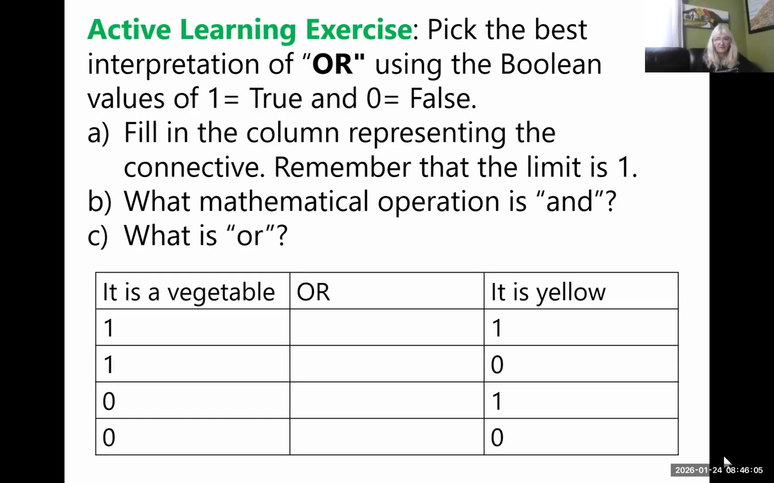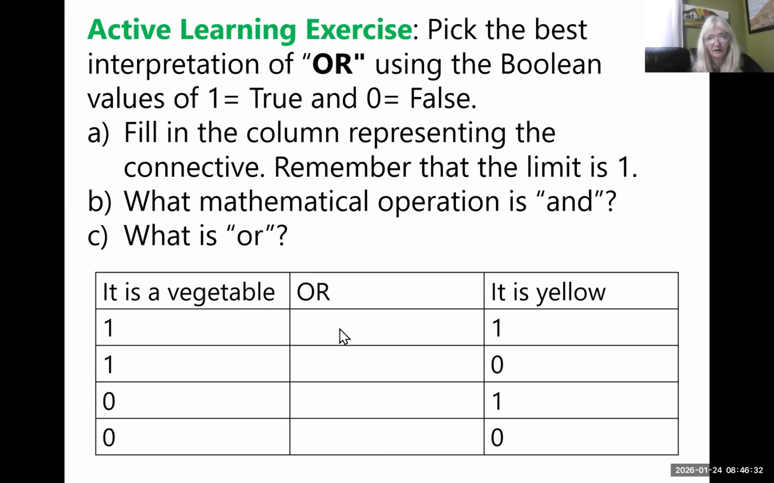So this one I wanted you to do first by yourself. Pick the best interpretation of or using the Boolean values of true and false. Okay. Fill in the column representing a connective. Remember again that the limit is 1, for that's the highest you can go. What mathematical operation is and, and which one is or?